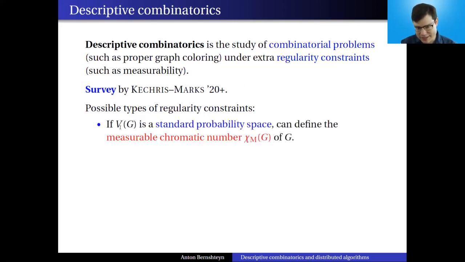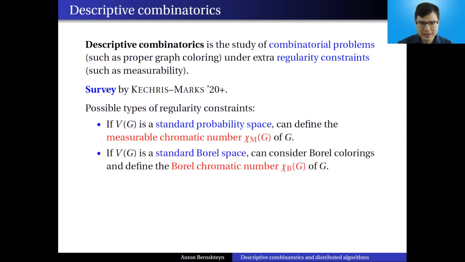So one that we already have seen is if the vertex set of the graph is a probability space, then we can talk about the measurable chromatic number of G, chi sub m of G. This is like the chromatic number, but the sets in the partition, the color classes, have to be measurable sets. Instead of measurable, one can be even more ambitious and ask for Borel chromatic numbers. If the vertex set is a standard Borel space, you can consider Borel colorings, which are partitions into Borel independent sets, and the smallest number of sets in such a partition is called the Borel chromatic number of G, chi sub B of G.